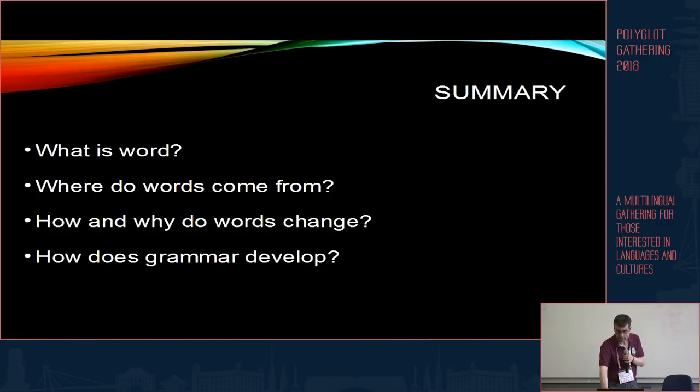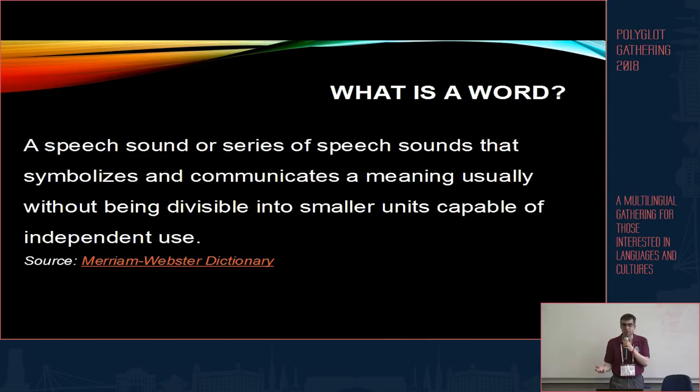So a word, this is a dictionary definition of a word. You can read this, I won't read it out for you. But if you look into it in more detail, it gets more complicated. If you have verbs that conjugate, is each version a different word, or is it just a variation on the same word? So you could get into that in great detail, but I won't do that today.